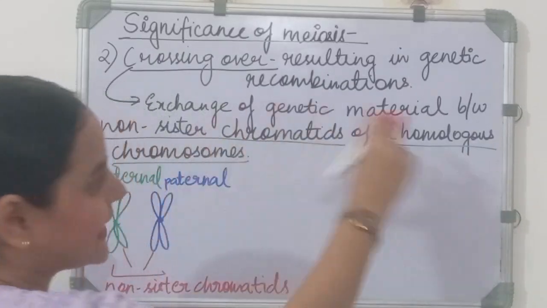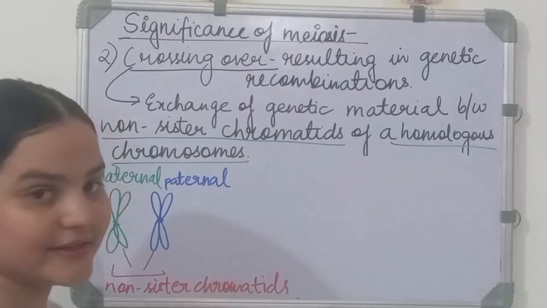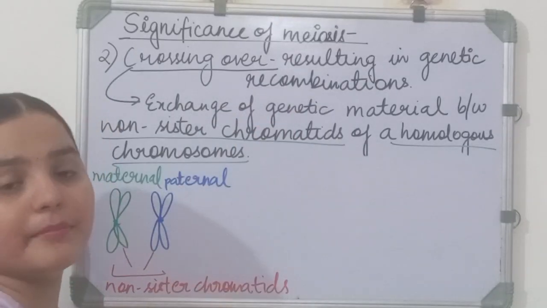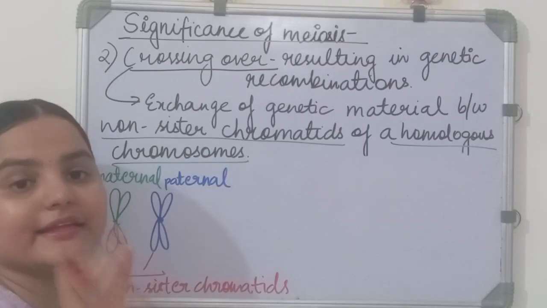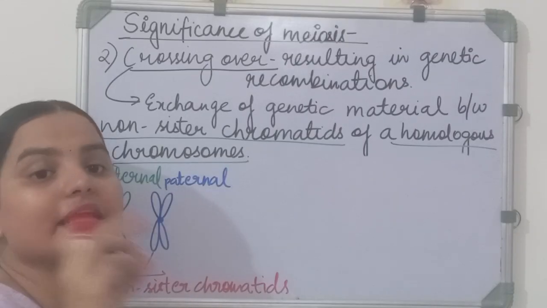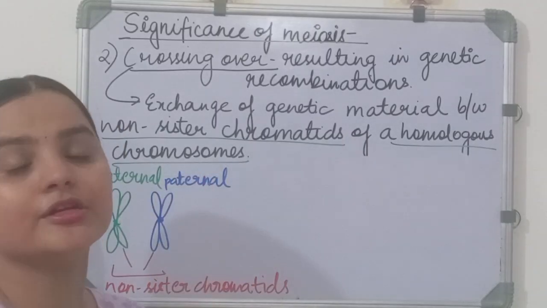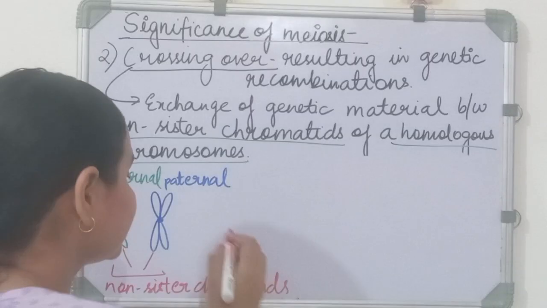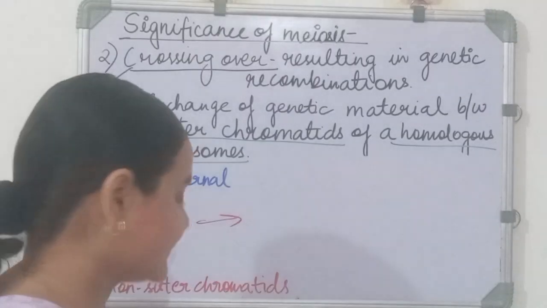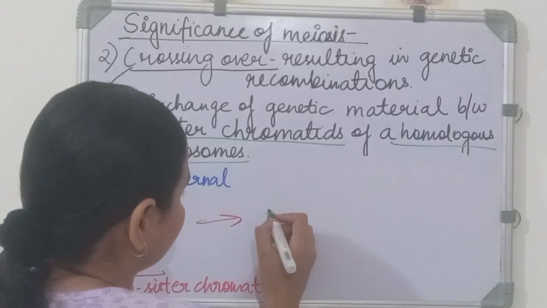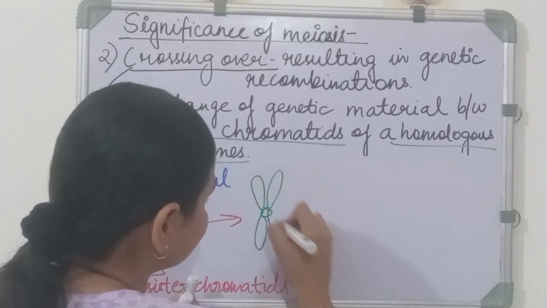Now let's understand the complete sentence, exchange of genetic material. So what happens? Before meiosis happening in our body, to produce egg in females and sperm in males, this maternal and paternal chromosome come close to each other and they exchange their genetic material. Let's see how. This is the maternal.